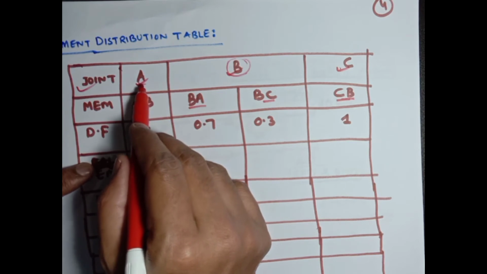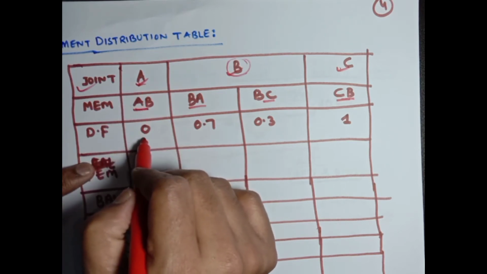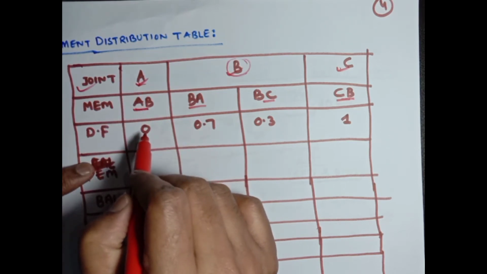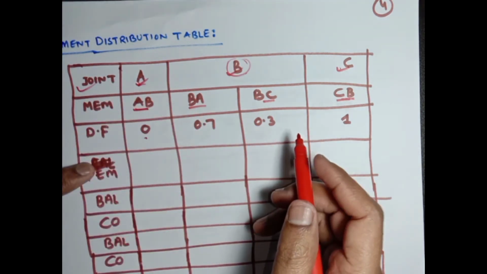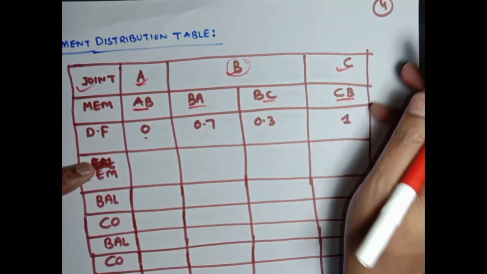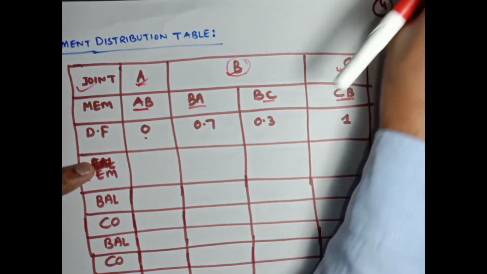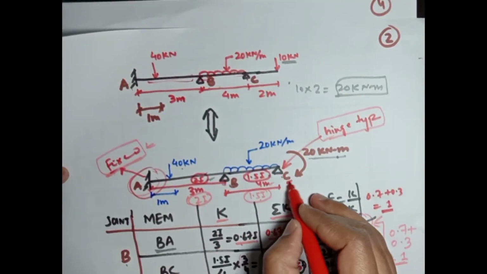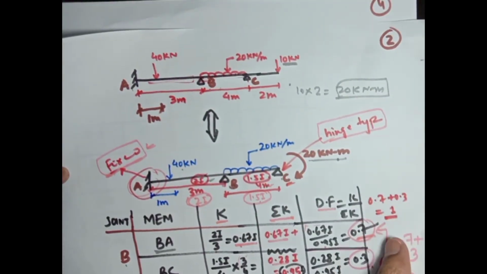Since joint A is a fixed support, its distribution factor will be 0. Nothing will be distributed through a fixed support. And joint C, you can see here, is a hinge, so its distribution factor is 1.